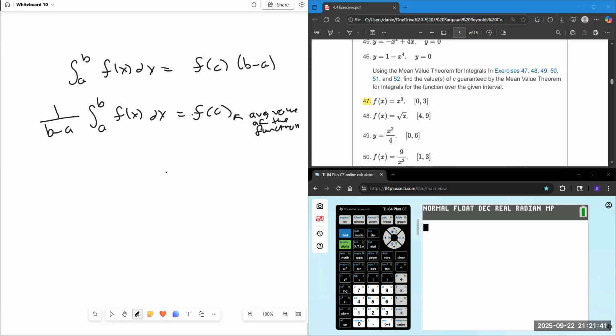because this is taking all of the area and then dividing it by its width, and that'll be its average height.